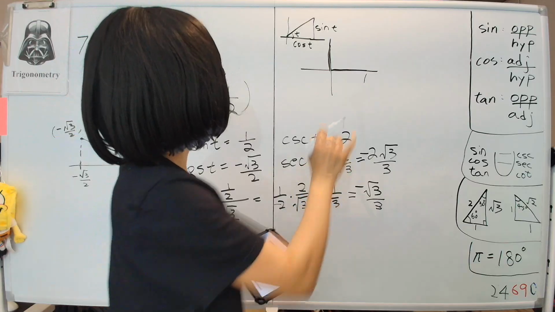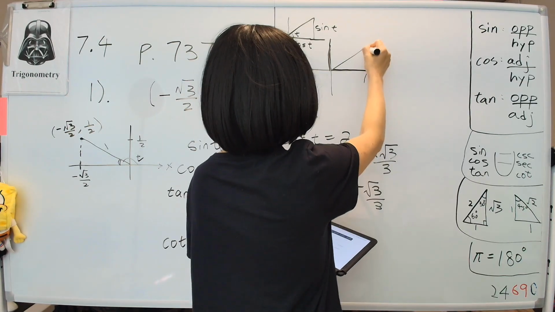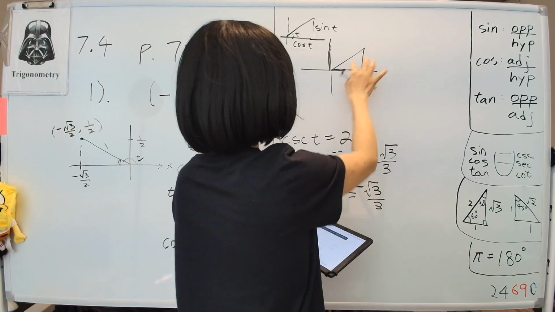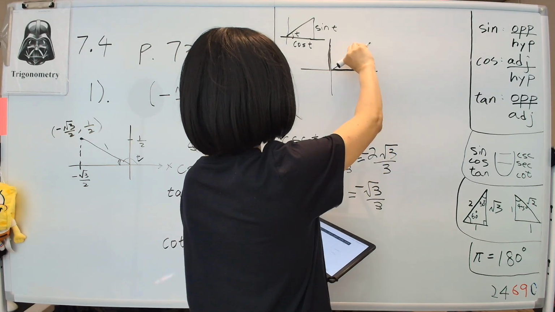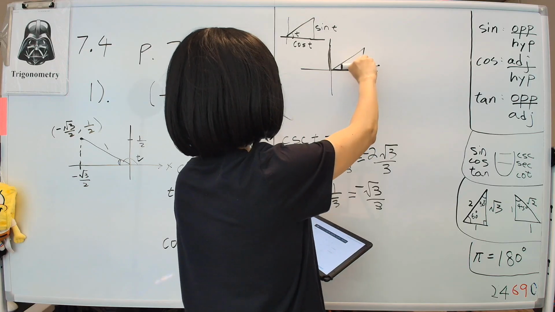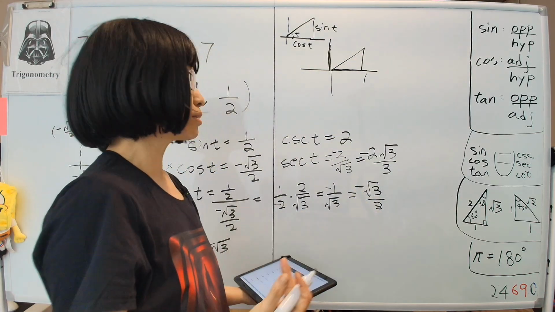The tangent is the opposite side divided by the adjacent side. When the opposite side is 0, the tangent is just 0. So tangent of 0 is also 0.